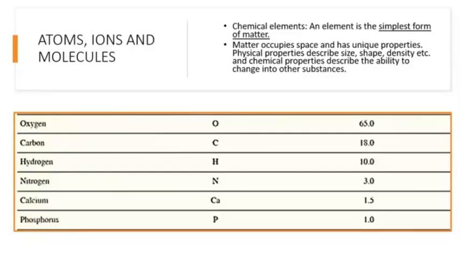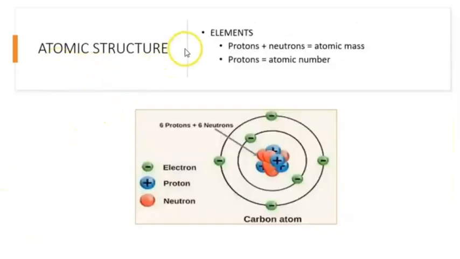So if we scroll down, we can see the atomic structure of the elements, and we can see that all the elements are going to have protons, neutrons, and electrons. Right here, you can see the nucleus with protons and neutrons, and flying around in energy levels, or shells, are going to be the electrons.